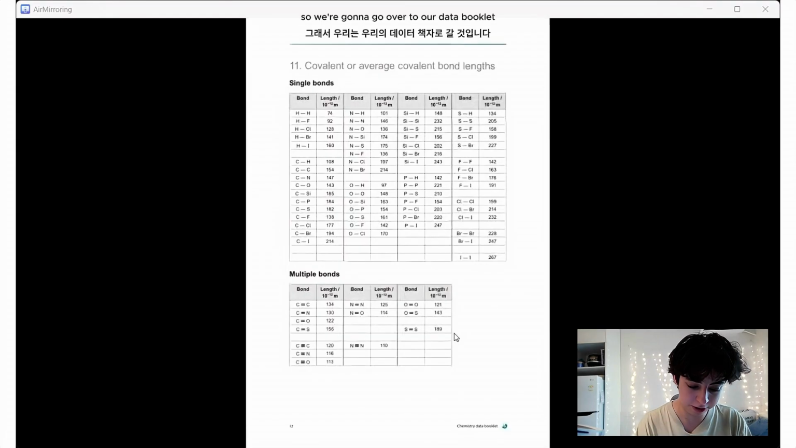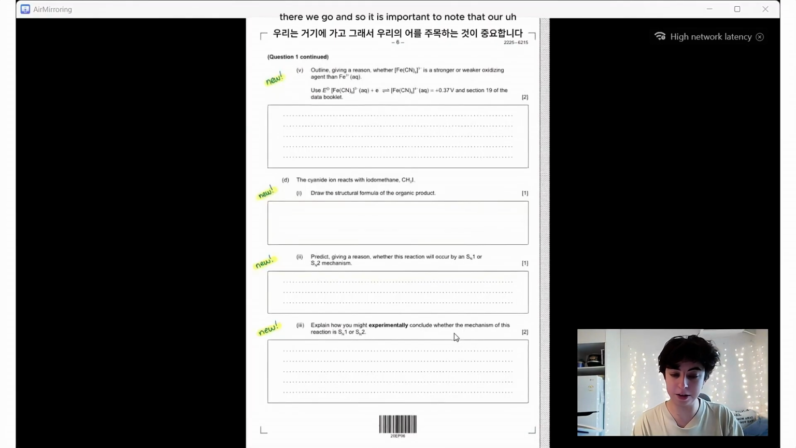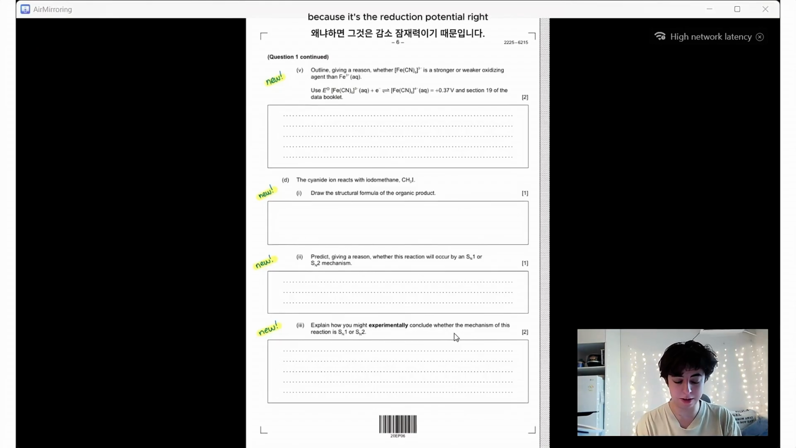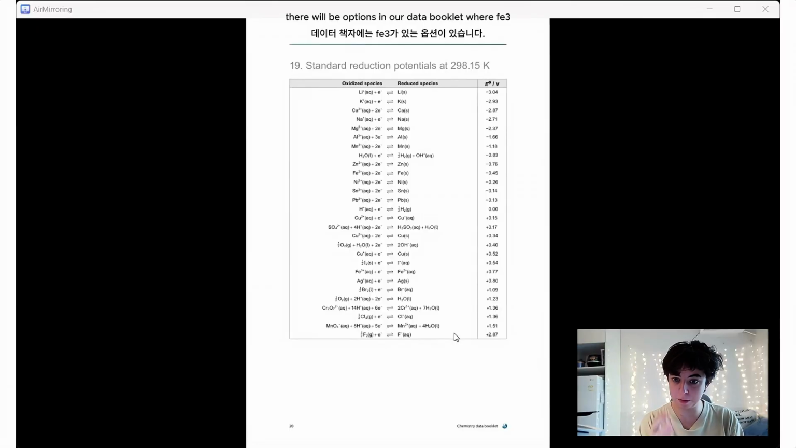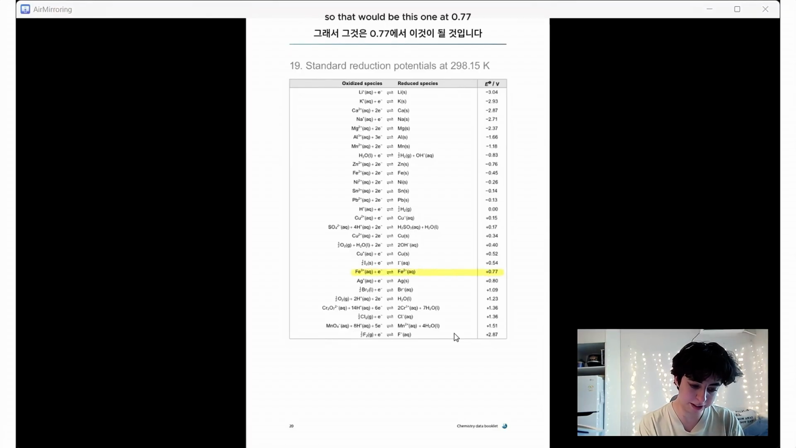So we're going to go over to our data booklet. It is important to note that for the reduction potential of the complex, our complex is going to be on the left side of the equation. It's going to be a reactant, because it's the reduction potential. There will be options in our data booklet where Fe3+ is on either side, I'm pretty sure. So we're going to find Fe3+ over here. There we go. So that would be this one as 0.77.